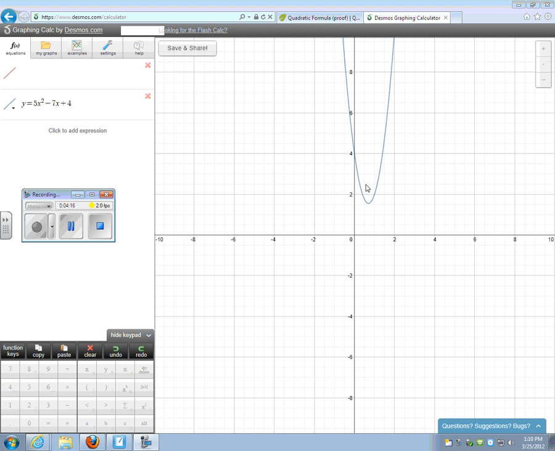Okay, and you can see right here where I have it graphed, y equals 5x squared minus 7x plus 4. It, in fact, doesn't have any real roots. There's no time that it crosses the x-axis.